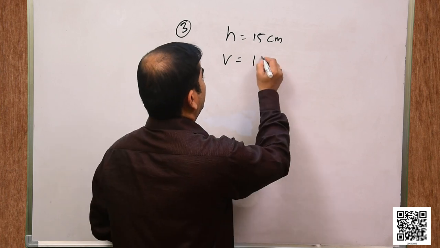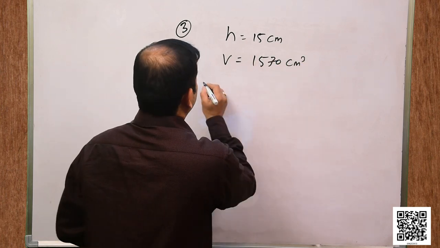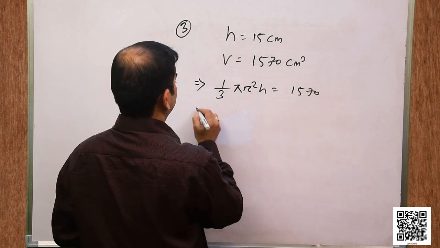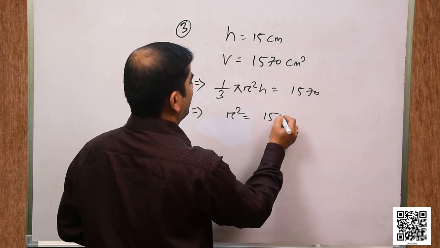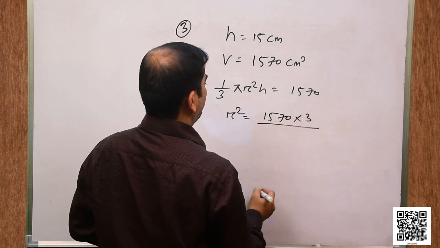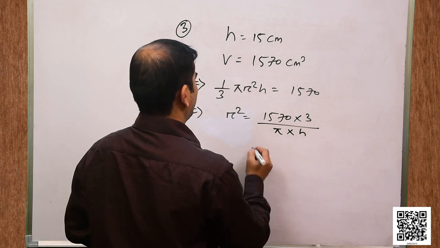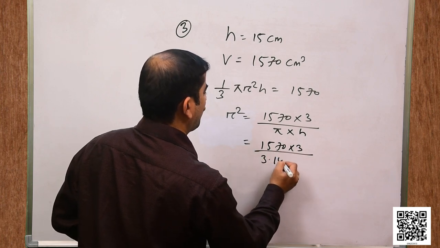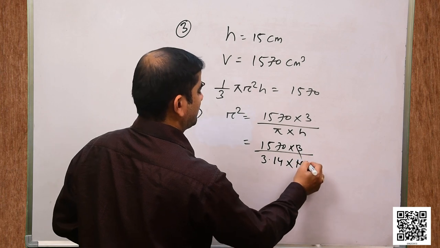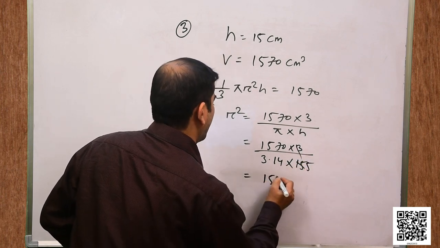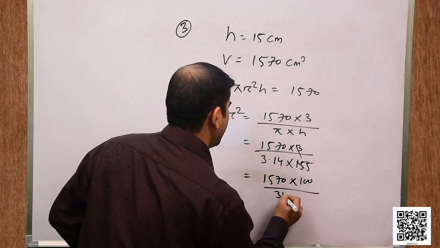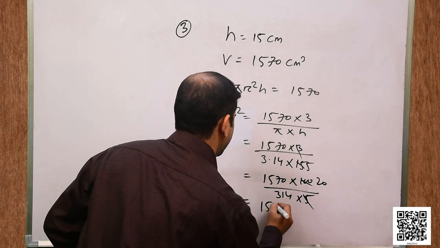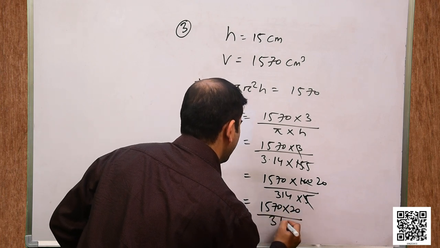Volume is 1570 centimeter cube. So, students, that means 1 by 3 pi r square h is equal to 1570. That implies r square is equal to 1570 into 3 divided by pi into h. What are the value for pi and h? 1570 into 3 divided by 3.14 into height is given as 15. So, 3 5s are 15. That is equal to 1570 into 100 divided by 314 into 5. So, 1570 into 20 divided by 314.